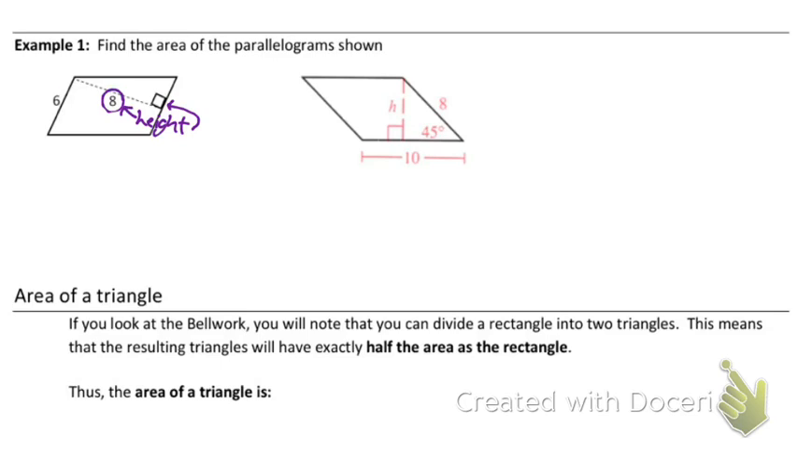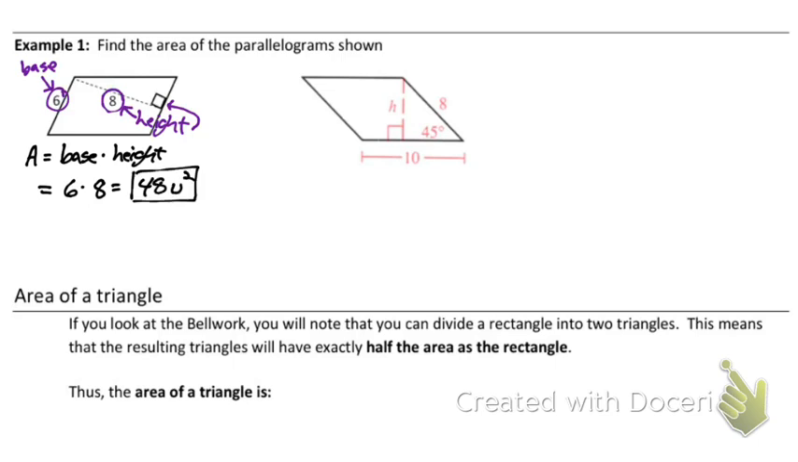If that's my height, that makes 6 my base. And like I said, the area of a parallelogram just equals base times height. As long as you know both of those, you know your area. We said our base was 6, and we said the height was 8. So it's going to be 48 units squared, because they didn't actually give me any units.